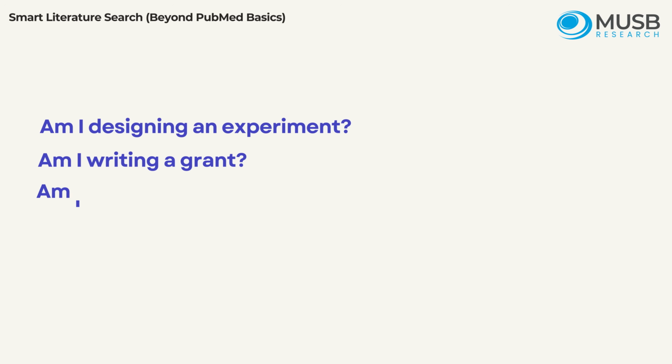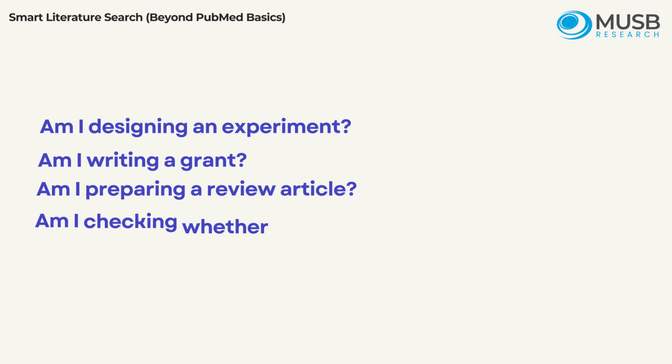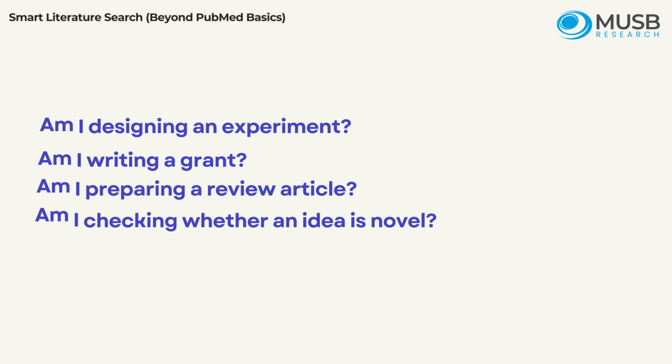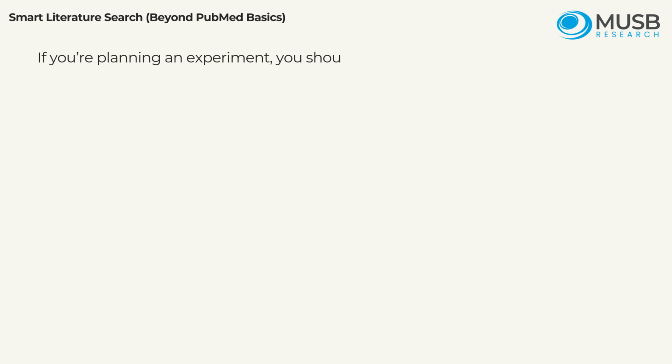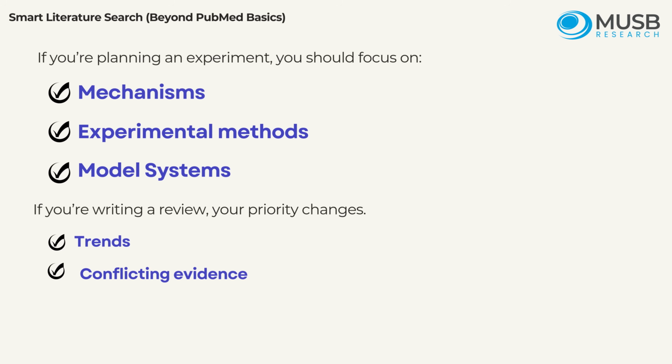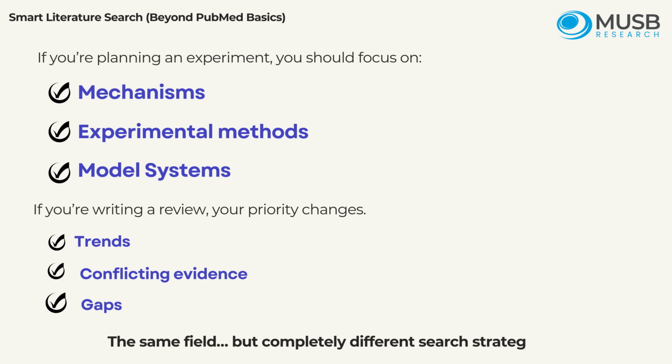So instead, ask yourself, am I designing an experiment? Am I writing a grant? Am I preparing a review article? Or am I checking whether an idea is novel? Because your objective determines what kind of papers you actually need. For example, if you're planning an experiment, you should focus on mechanisms, experimental methods, and model systems. If you're writing a review, your priority changes. Now you're looking for trends, conflicting evidence, and research gaps. The same field, but completely different search strategies.